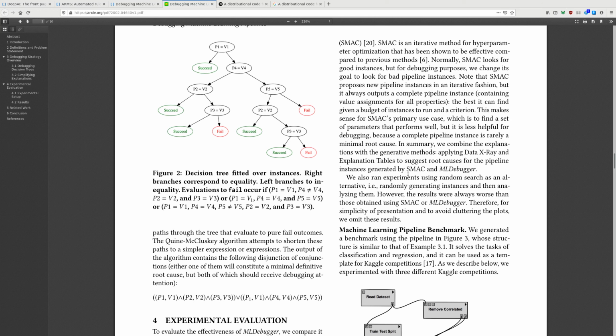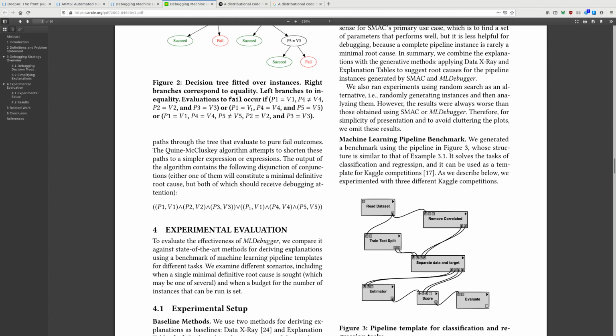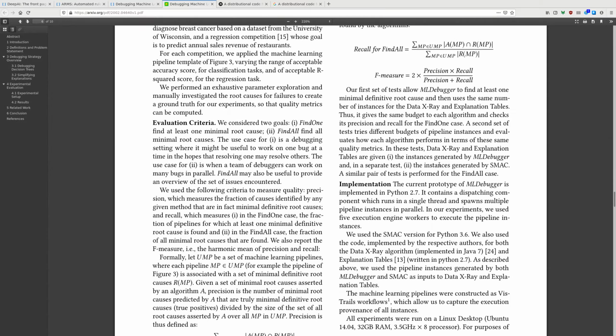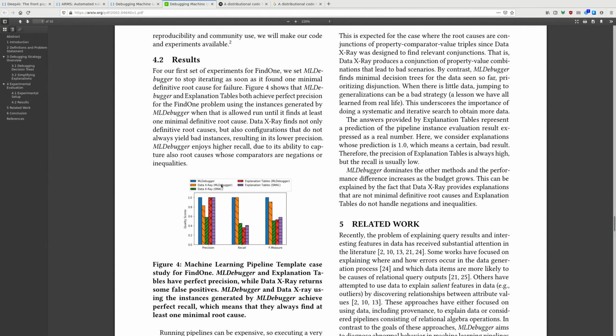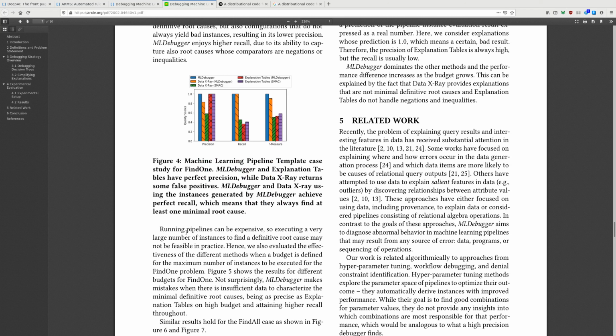In summary, we combine explanations with generative methods, applying X-ray. Pipeline benchmark, evaluation criteria, implementation, results. Figure 4. Machine learning pipeline templates case study for find 1. ML debugger and explanation tables have perfect precision, while data X-ray returns some false positives. ML debugger and data X-ray using the instances generated by ML debugger achieve perfect recall, which means that they always find at least one minimal root cause.